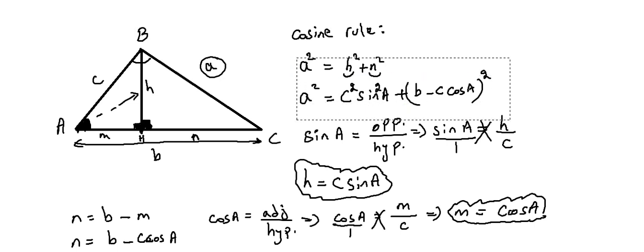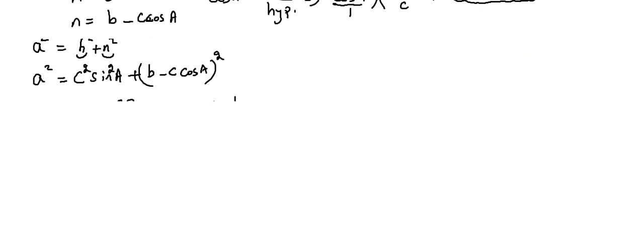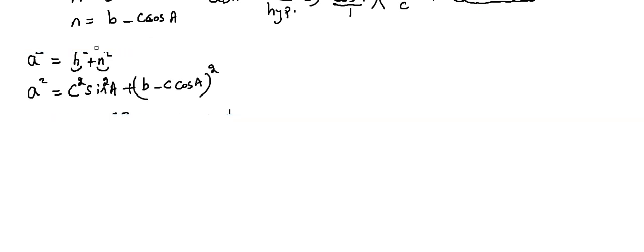Let me copy it. Copy it and take it down a little bit. Okay. So let me expand the (b minus c cosine a) squared. We have here some value to expand.